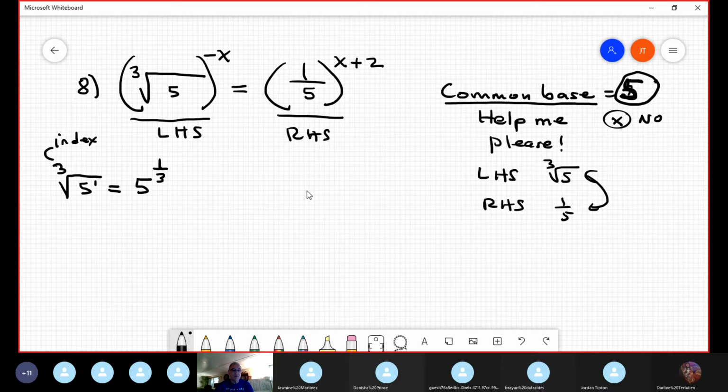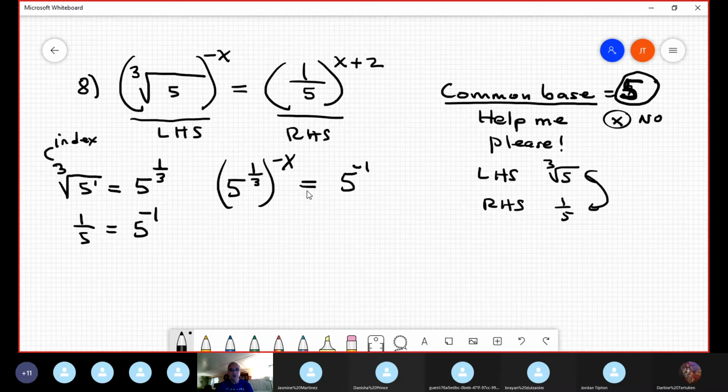Okay. And 1/5 is easy. 1/5 is 5 to the negative 1, because negative 1 is the reciprocal. And that's it. So you replace this expression and this expression here. Instead of cubic root, no cubic root anymore. It's 5 to the 1/3 raised to the minus x is equal to 5 to the negative 1 exponent raised to the x plus 2. Okay? And one more time, we're using the property of the exponent, multiplication. So 1/3 multiplied by minus x, the negative and positive and negative, right?